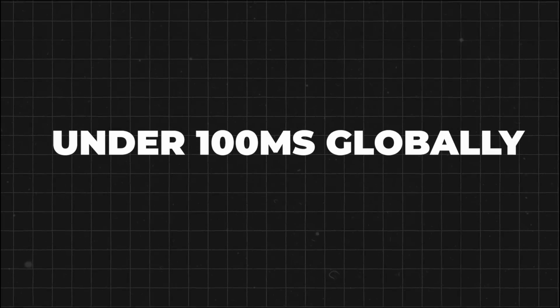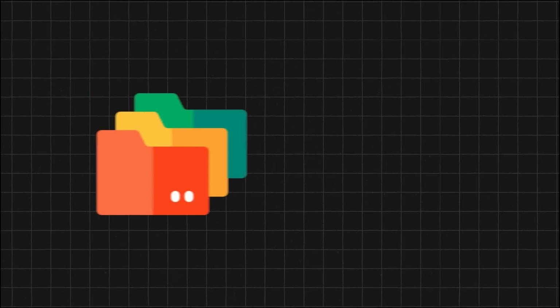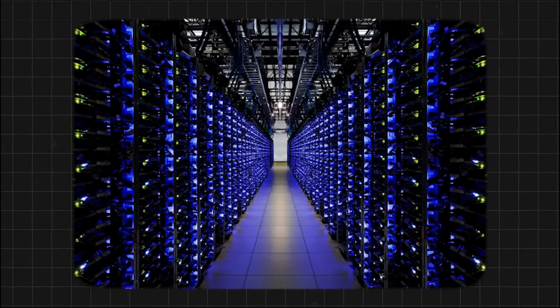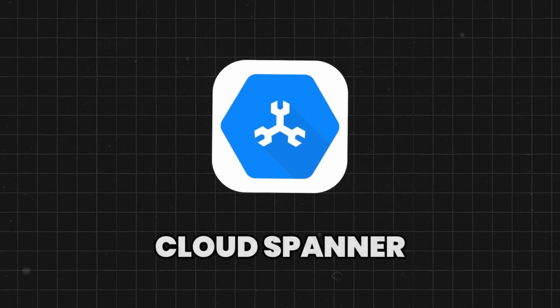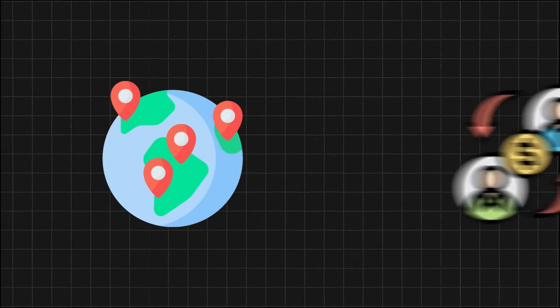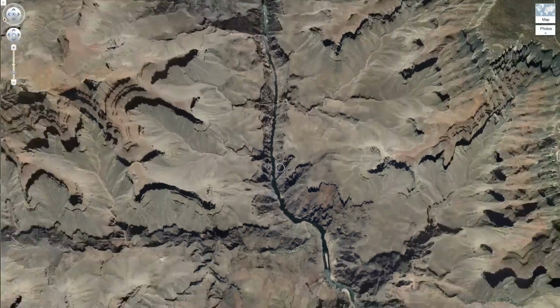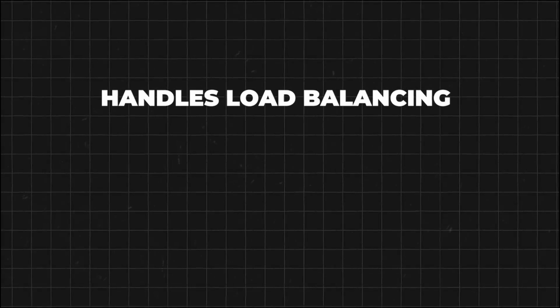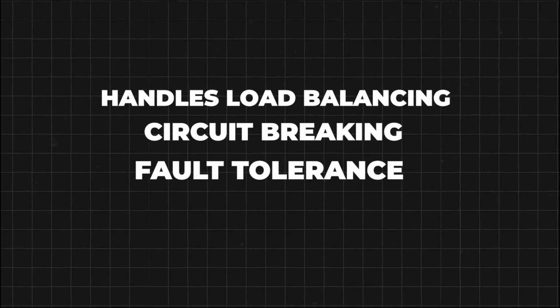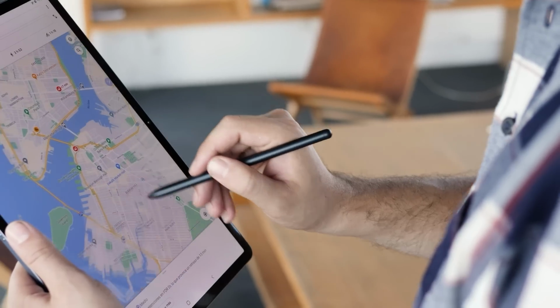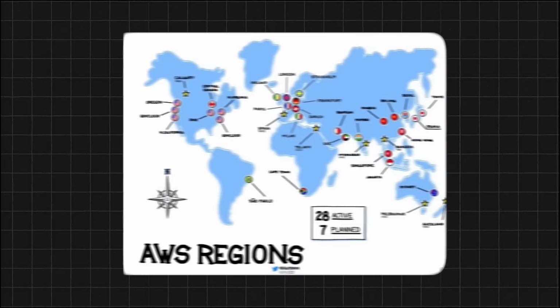The system maintains 99.99% uptime through redundant data centers and edge caching, with response times averaging under 100 milliseconds globally. For data storage, Google Maps combines Bigtable for real-time data access and Cloud Spanner for globally consistent transactions, while using protocol buffers for efficient data serialization and transmission. The system is orchestrated through a sophisticated service mesh that handles load balancing, circuit breaking, and fault tolerance, ensuring seamless operation across multiple geographic regions.